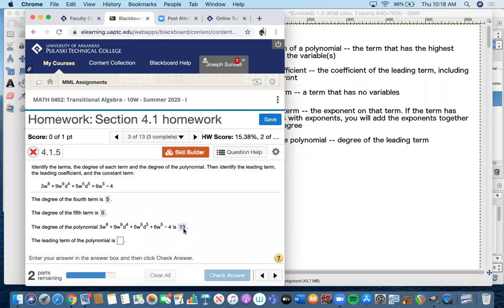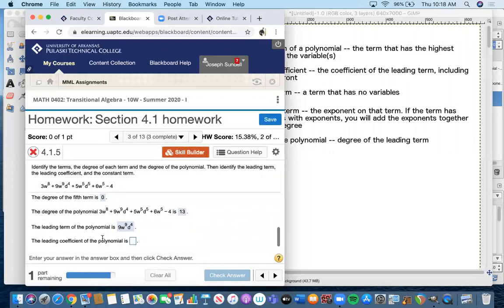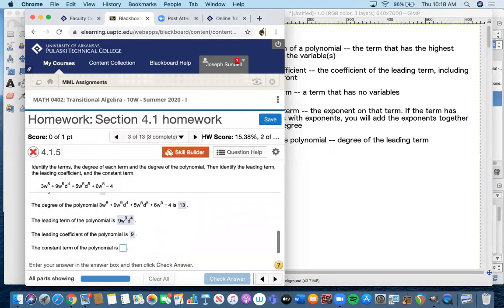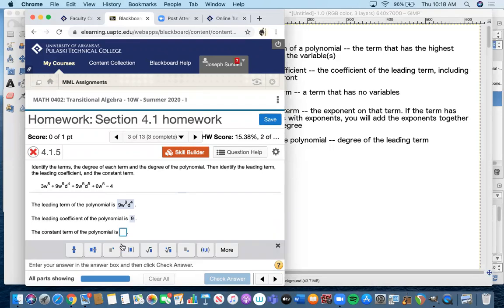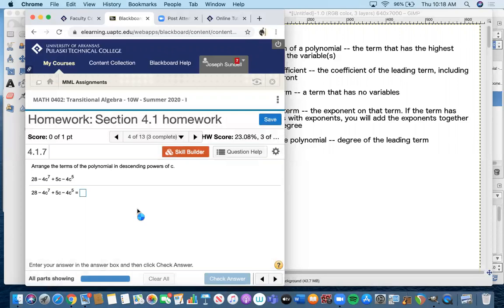Okay, now the leading term is the term that had that degree. Remember that degree was on 9w to the 9th, d to the 4th. So we just write 9w to the 9th, d to the 4th. Now the coefficient on that term is the 9 that's out front. And then the constant term is going to be that -4 again. Okay, so that's that.